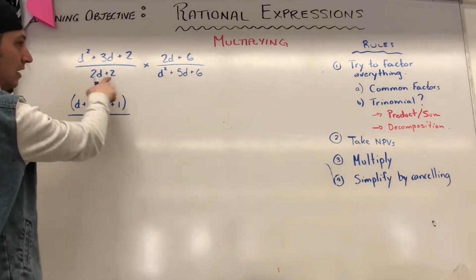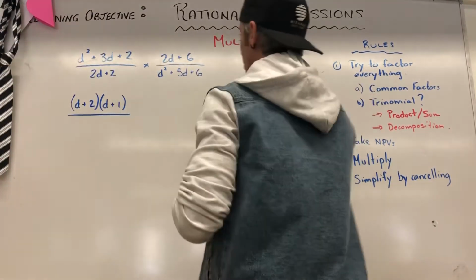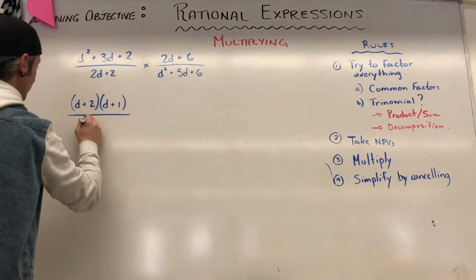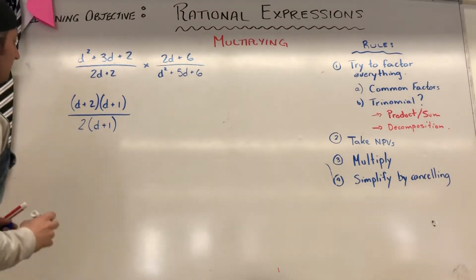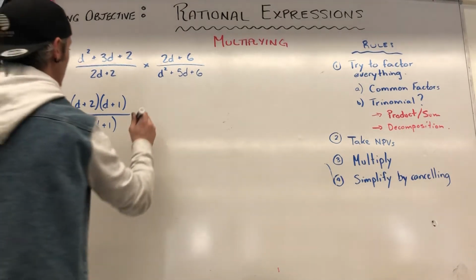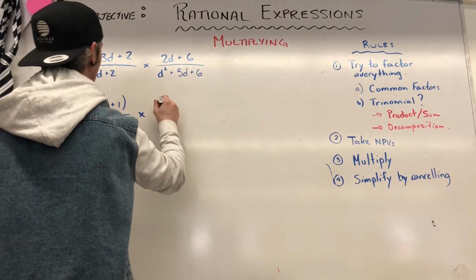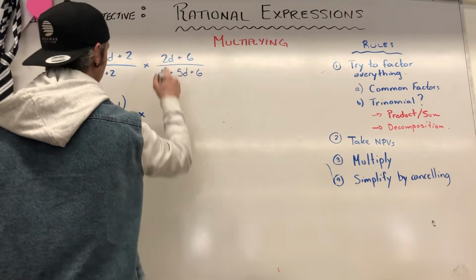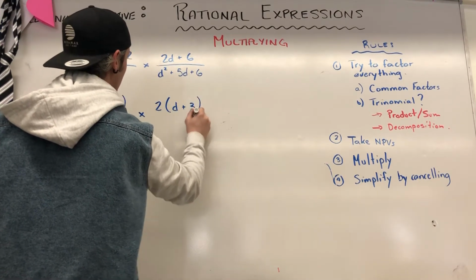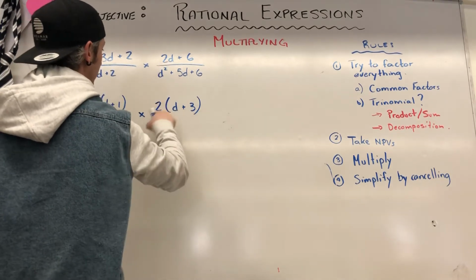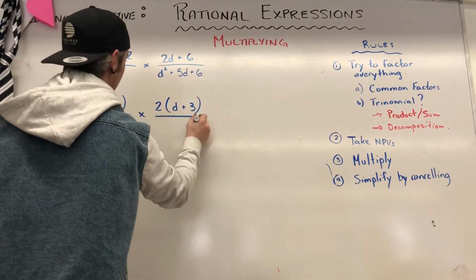Down here, I'm going to start with my common factors. I have a common factor of 2. So I'm going to pull out a 2, and it's going to be d plus 1 there. And then I'm multiplying by, again here, a common factor of 2. And that's going to be d plus 3. 2 times d makes 2d. 2 times 3 makes plus 6.